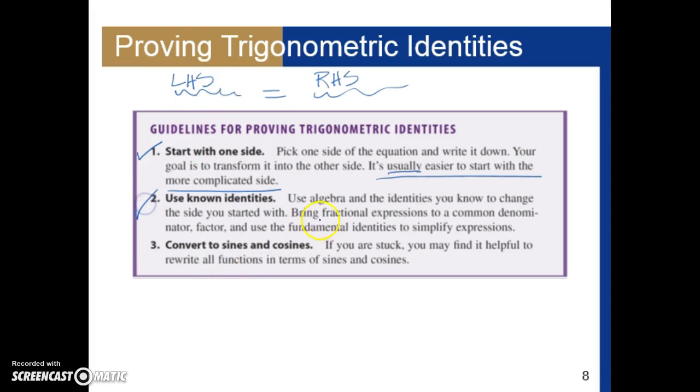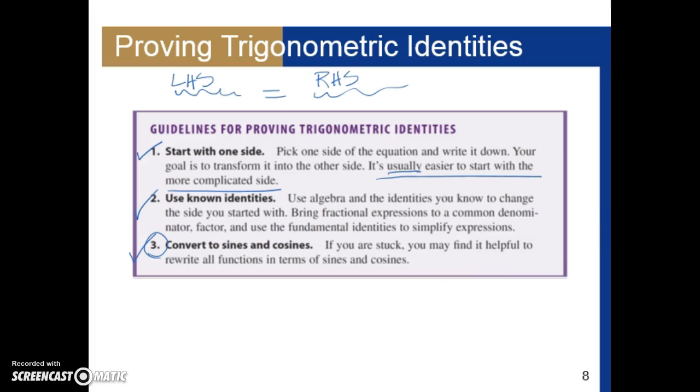You're going to use your identities. You're going to use algebra and the identities that we know to change the side that we started with, to bring those expressions to a common denominator, to factor them, to replace them with fundamental identities to simplify our expressions. And then lastly, you want to convert to sines and cosines. If you're stuck, it could be helpful to turn your cotangents into cosine over sine, or your tangents into sine over cosine, or your secants into 1 over cosine. That is a technique that we can absolutely use as well.